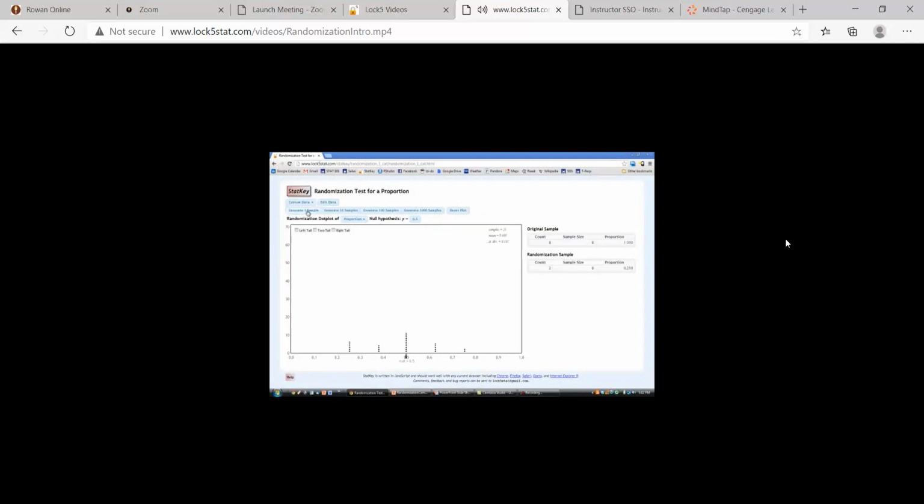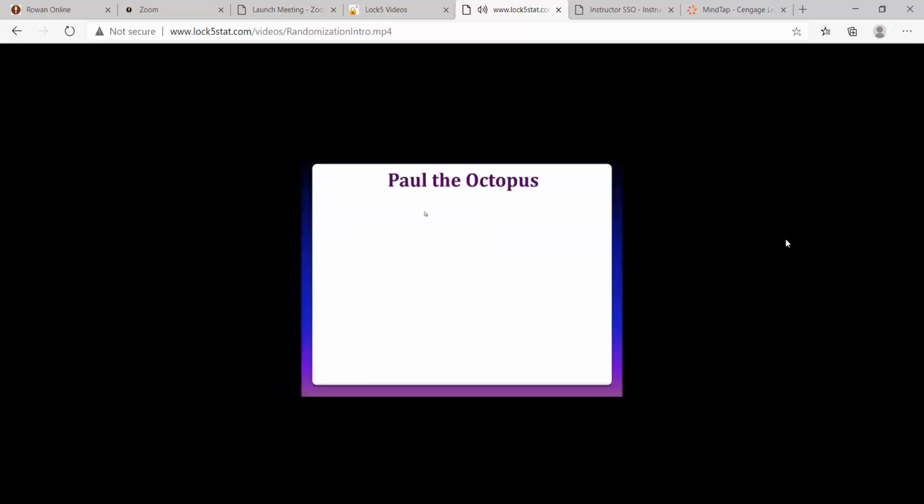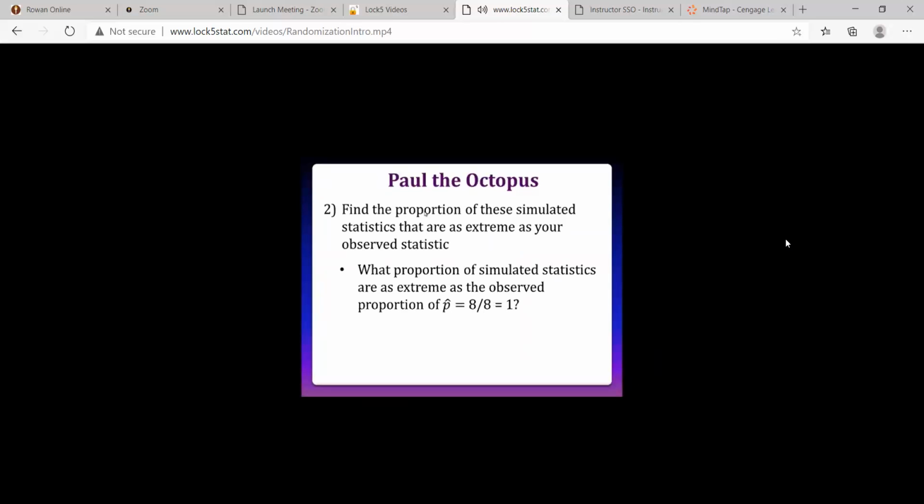And once you get bored of generating samples one at a time, and once students start to understand what's going on, you can jump ahead and generate 1,000 samples. So now we have a distribution of statistics that we would observe if the null hypothesis were true. So now that we have this distribution, the second step in a randomization test is to find the proportion of these simulated statistics that are as extreme as your observed statistic. Or in other words, in this particular case, we want to know what proportion of these simulated statistics are as extreme as the observed proportion of p hat equals 8 over 8, or 1.